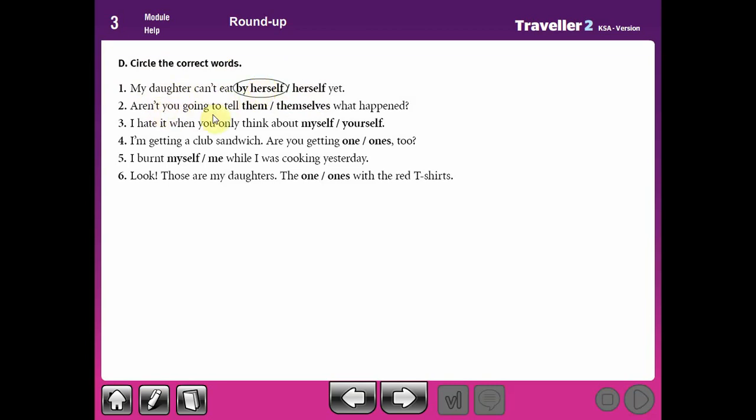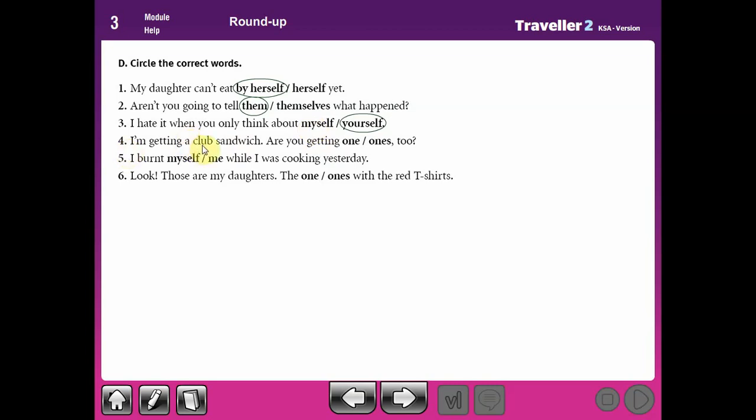Then, aren't you going to tell themselves what happened? So we need here an object, an object preposition. So them, okay, I can say going to tell them, right? I hate it when you only think about myself or yourself. No, you are selfish, so you only think about yourself, not myself, right? If you are talking about myself, so you aren't selfish.